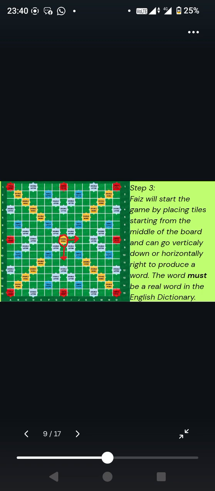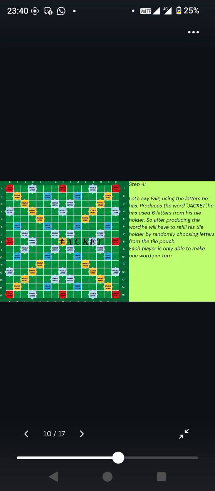Beginning the game, Faiz will start by placing tiles starting from the middle of the board and can go vertically down or horizontally right to produce a word. The word must be a real word in the English dictionary. Let's say Faiz, using the letters he has, produces the word jacket. He has used 6 letters from his tile holder.